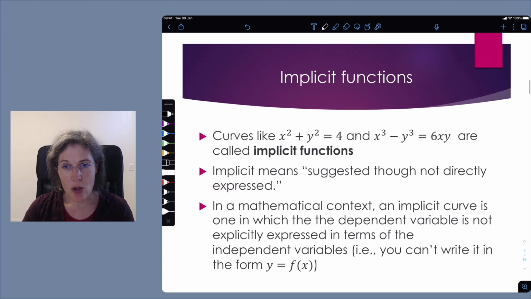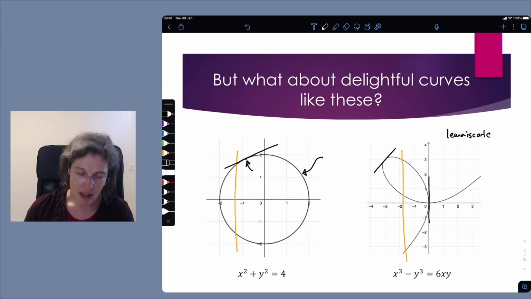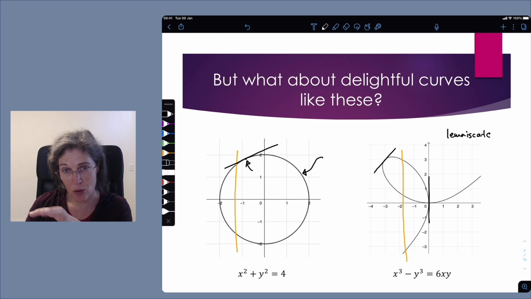So what do we call curves like the circle and the lemniscate? Well, we call them implicit functions. And I hope at this point you're going, but Claire, they're not functions. And the reason we call them implicit functions is, well, they are kind of functions in the sense that you could break them up into functions, which when you use all the functions together, give you the curve.